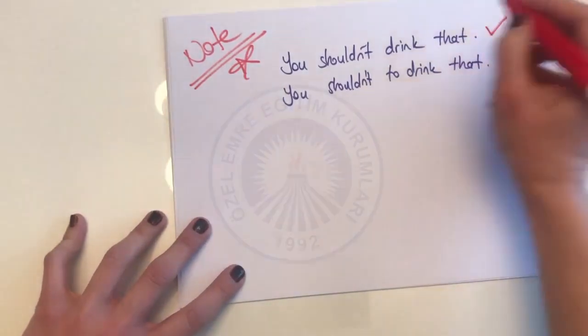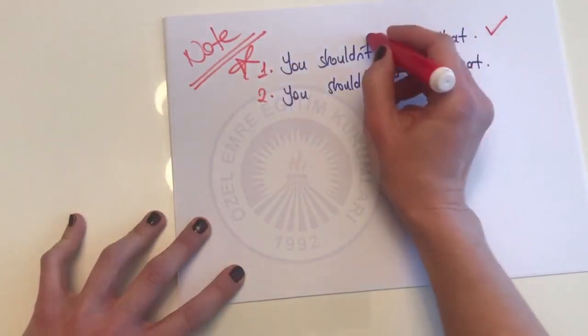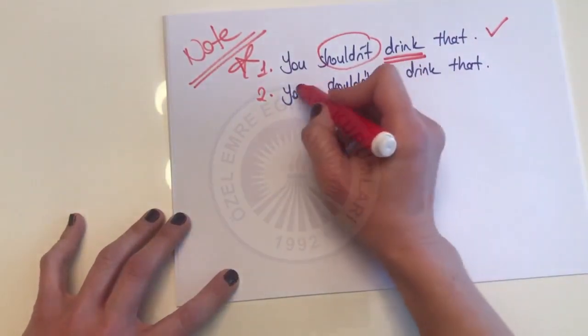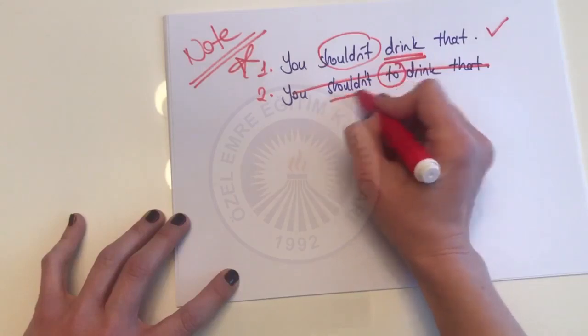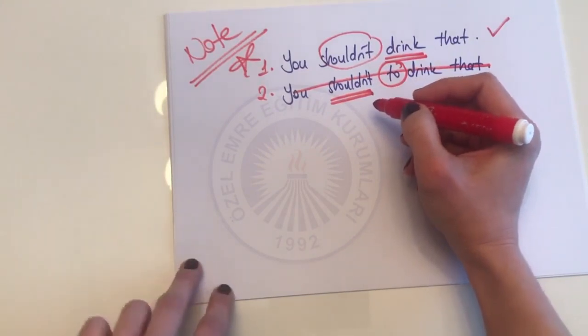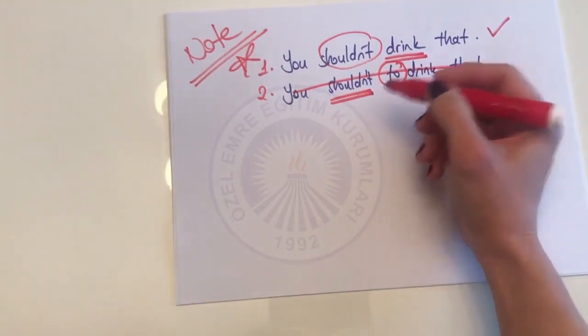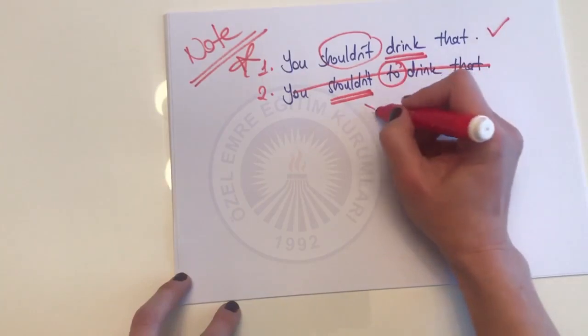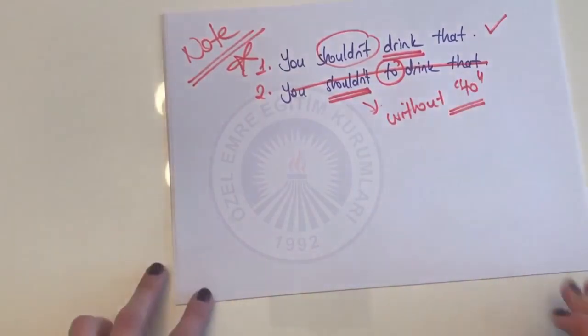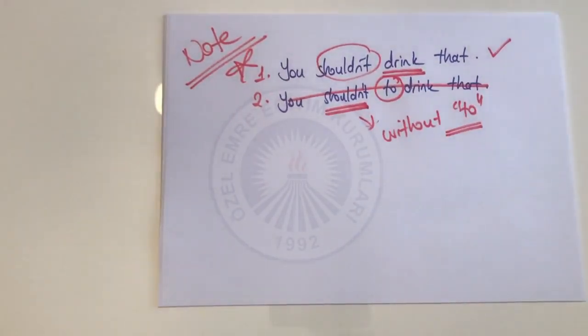Yes, number one is correct. Why? Because after shouldn't, we use just verb one. So be careful, we don't use to after should or must. These are modal verbs. After these modal verbs, we don't use to. So again, we can write without to. This is very important, my dear students. Okay? So, my dear students, please be careful. We wrote some notes about must and should.